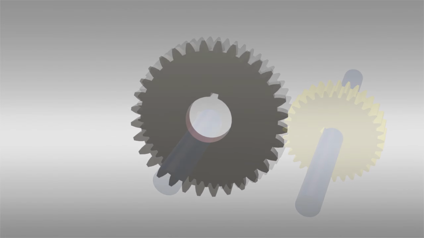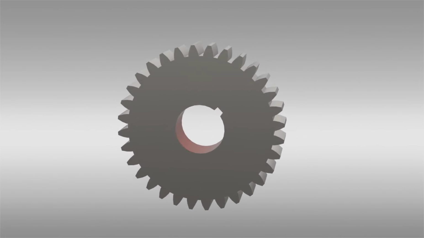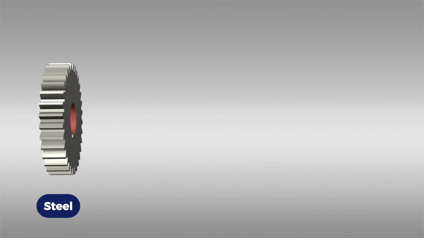When it comes to spur gears, the material choice depends on the job they need to do. First up, steel. It's tough, strong, and built to handle heavy-duty tasks.